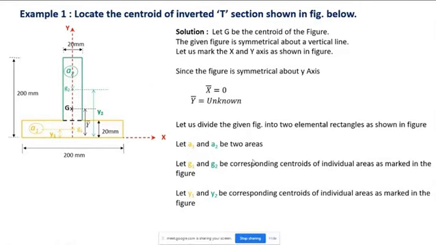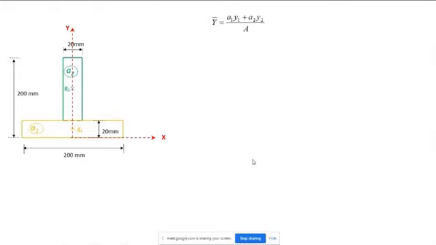Next, what we need to do is apply the formula. Actually, I had shown you the general formula: y bar is equal to A1 y1 plus A2 y2 plus A3 y3 plus A4 y4 divided by A. That is from the method of moments. And x bar is equal to A1 x1 plus A2 x2 plus A3 x3 plus A4 x4, just like that, divided by A. But since in this given figure there are only two areas, you need to consider only two terms, A1 y1 plus A2 y2, divided by A.